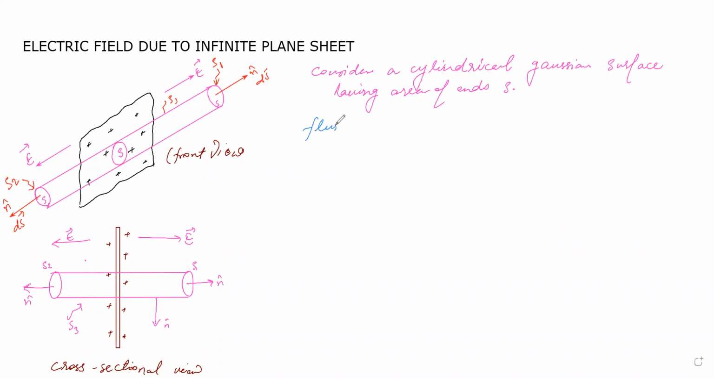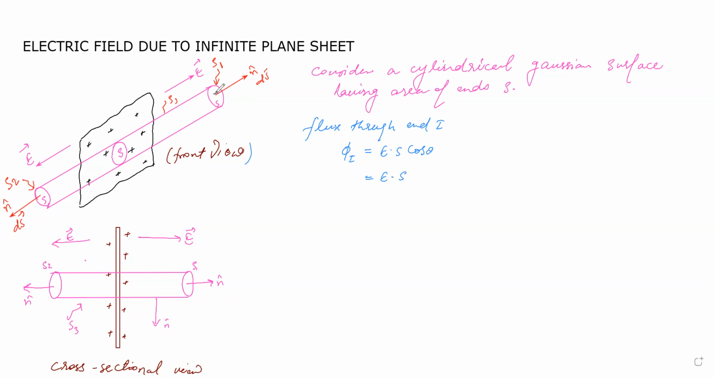First, we are going to calculate the flux through end 1. This can be represented as phi 1, which is E dot S cos theta. You can look at any one of the diagrams, either the front view or the cross-sectional view: the angle theta for surface 1 is 0, because the angle between the electric field and the area vector is 0. So we can write E dot S cos theta, which is equal to E dot S. So it should be ES, right?